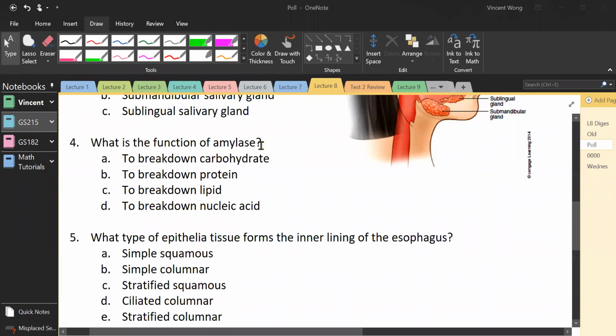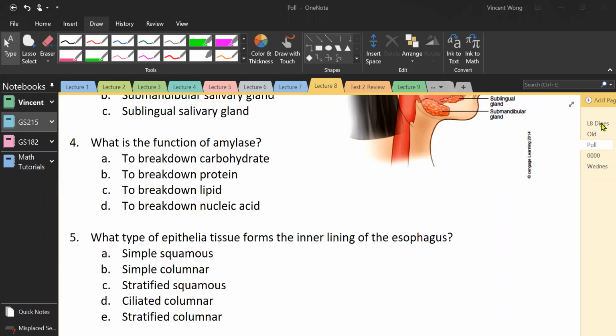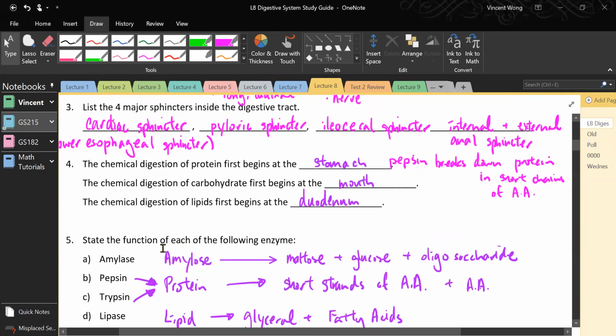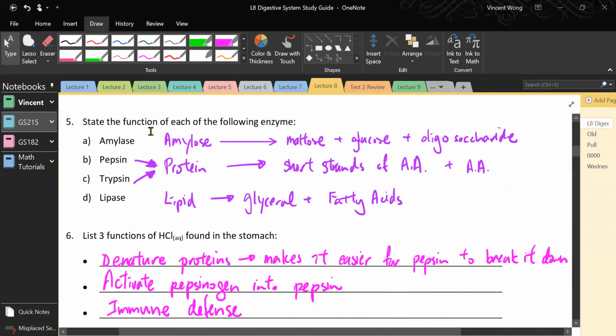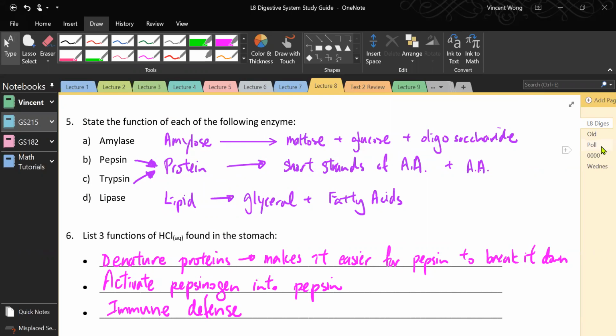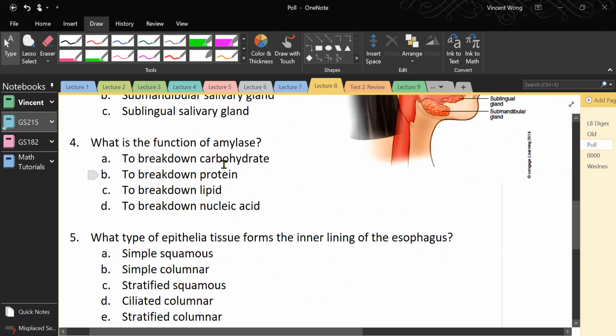So the function of amylase, again, we wrote it down earlier, which is why it's important to redo these sheets when you have a chance after class, on your own. It helps you remember the stuff, consolidate your learning. So amylase here breaks down amylose, and amylose is an example of a carbohydrate. So the correct answer is to break down carbohydrates. Okay.